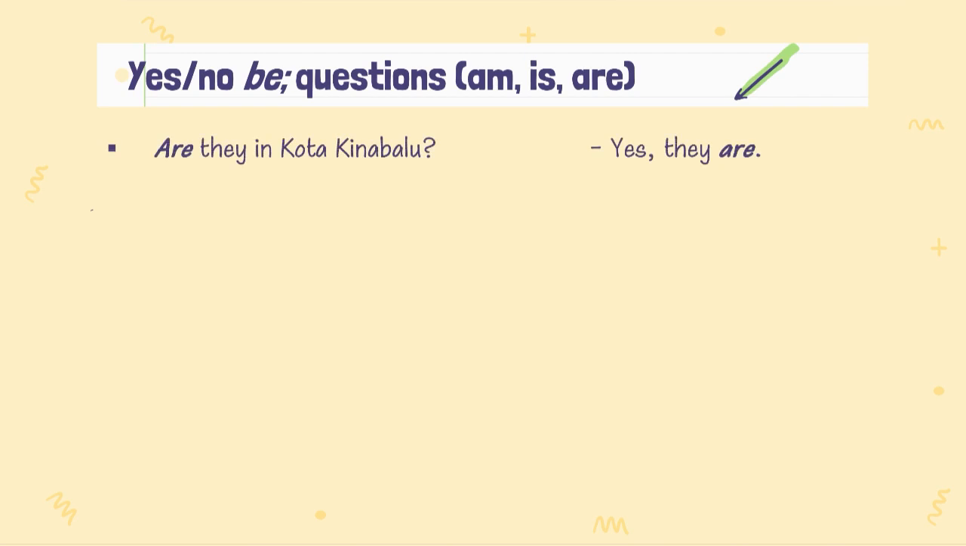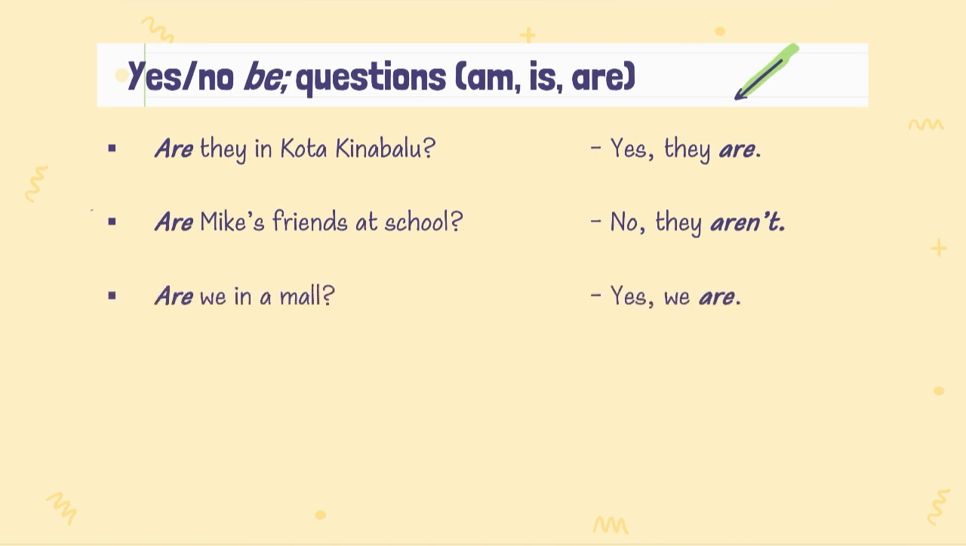The next verb to be is are. The letter R stands for ramai, so we use are for plural pronouns. Are they in Kota Kinabalu? Yes, they are. Are Mike's friends at school? Friends, more than one friend. No, they aren't. Or no, they are not.